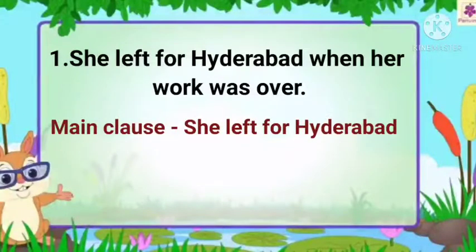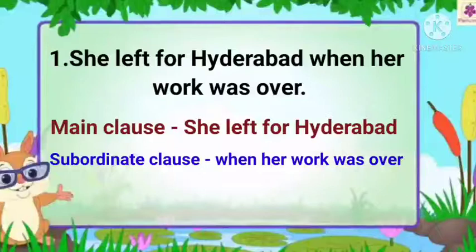But look at the rest of the sentence, when her work was over. That particular group of words, we know that it is incomplete. It cannot stand alone. It is dependent. So it is called a subordinate clause. This particular group of words, when her work was over, is a subordinate clause, and this is the adverb clause. We told that subordinate clauses are of various types. We already studied the noun clause. So this is the adverb clause.